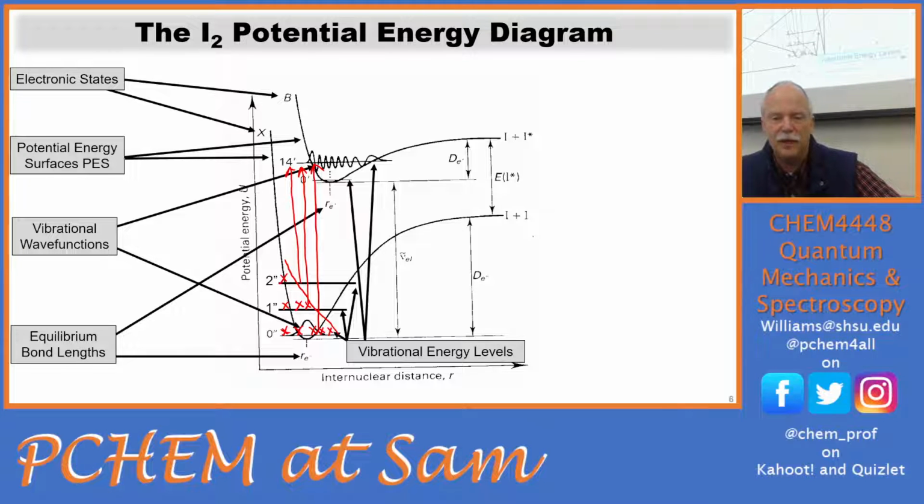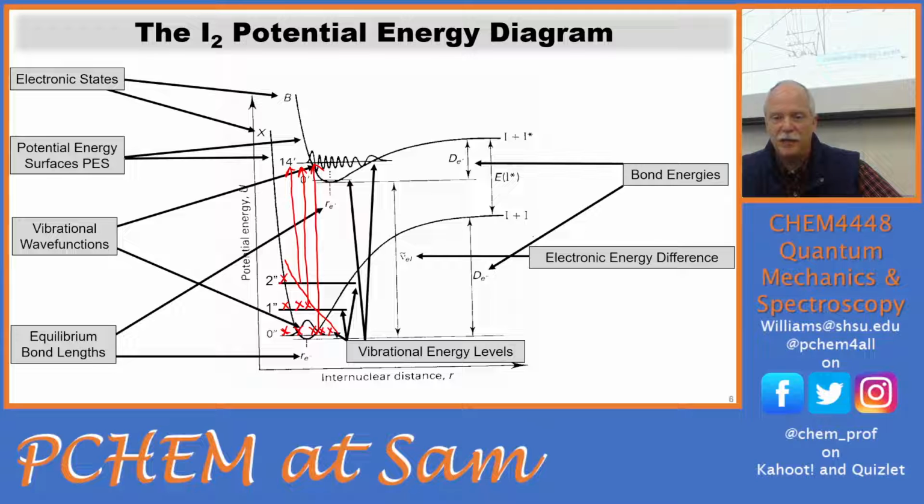These are the equilibrium bond lengths. Again, the double prime is the lower state, the prime is the upper state. This is the electronic energy difference, nu EL. That's one of the terms that we're going to solve for. And then we have the bond energies, those dissociation energies. And then we have this atomic excitation. So this is just that energy difference between this excited iodine atom and this neutral iodine atom.